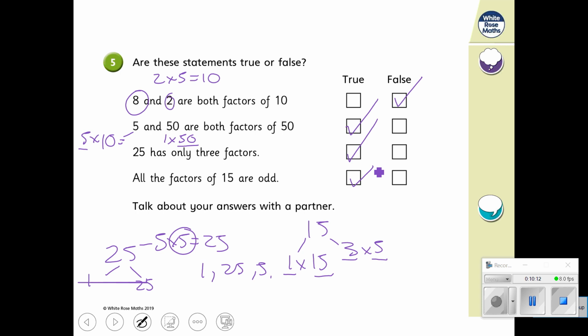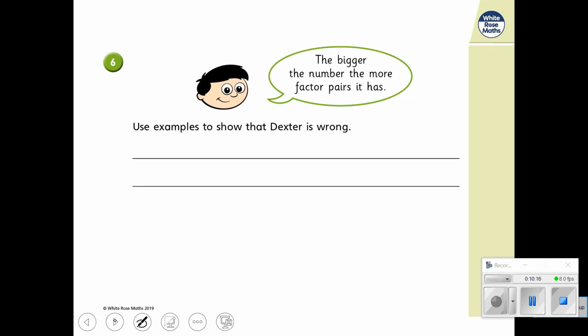There we go. Hope you're doing well. This is a bit tricky, which is why I'm going through all of the questions for you today. Right, number 6. The bigger the number, the more factor pairs it has. Use examples to show that Dexter is wrong. Okay, so he's wrong. We know what he's saying here is not correct, but we've got to prove it.